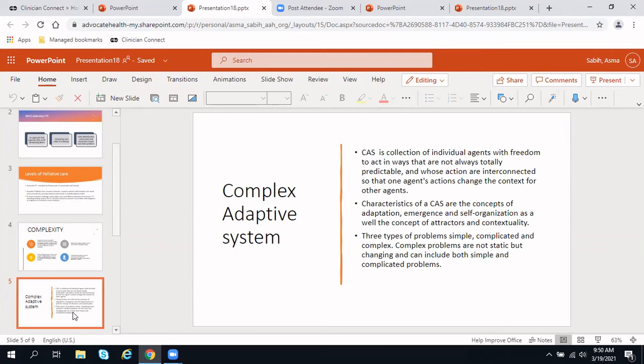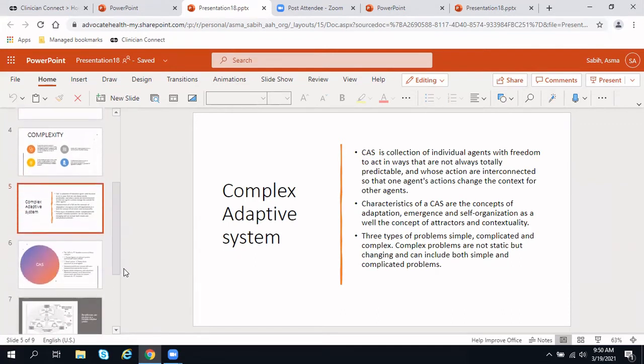And then, as we said, the complex problems of our patients are not static because they change as our patients might get better, they might get worse. So the complex problems will move on, or they fluctuate. All right.